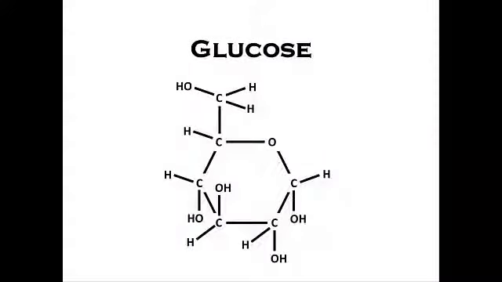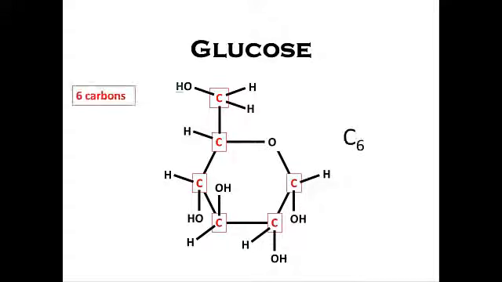Glucose is an organic molecule that contains the constituent atoms carbon, hydrogen, and oxygen. Let's count the carbons in a glucose. You'll see there are 6 carbons in a glucose. There are 12 hydrogens in a glucose. And there are 6 oxygens in a glucose.